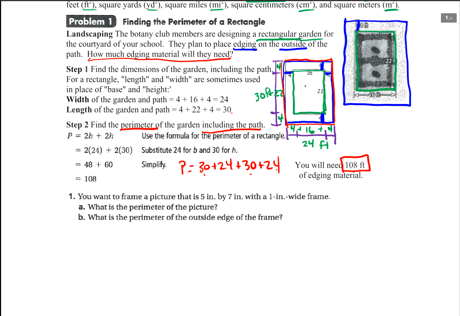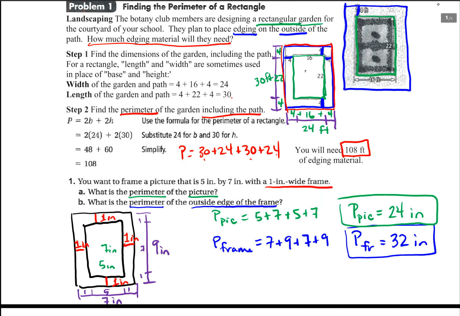Alright, go ahead and pause the video and do the next problem. Okay, we are given a picture that is 5 inches by 7 inches, and we want to put a frame around it that is 1 inch, a 1 inch wide frame. Now if you think of a picture frame, you know that it goes on all sides. So the key to doing problems like this is drawing and labeling a picture. I very much love drawing and labeling, and you will too.